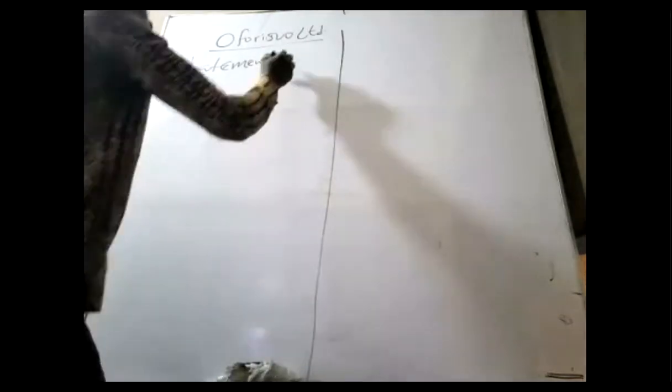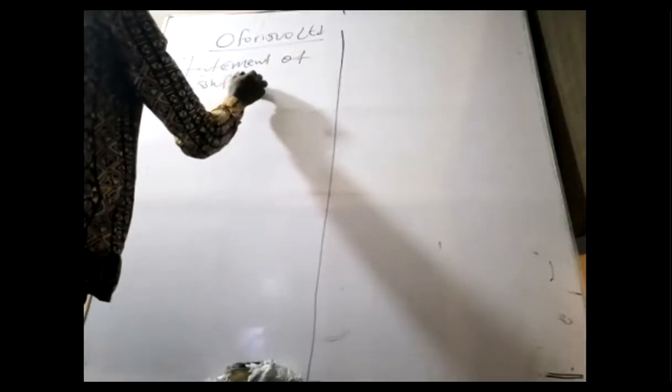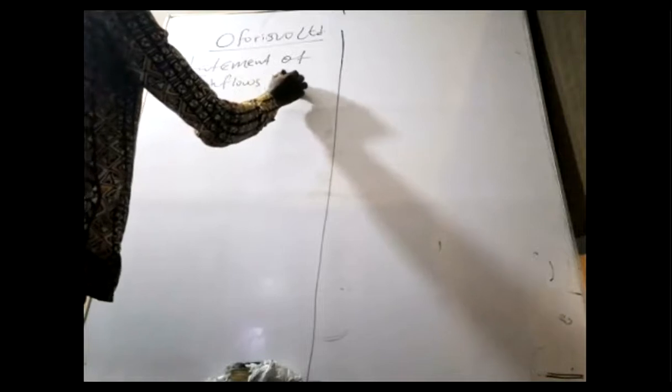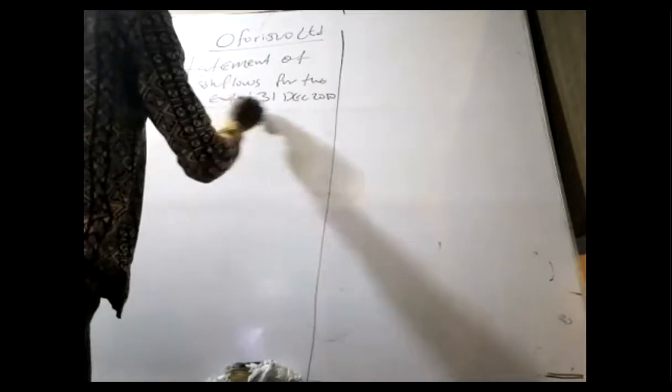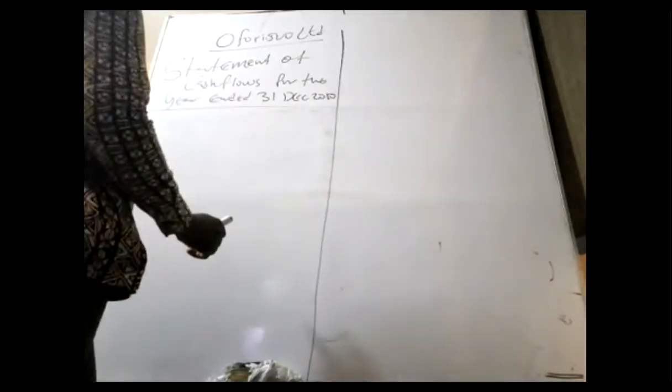So statement of cash flows for the year ended 31st December 2010. Now the reporting currency for cash flow purposes can be designed to be two. So design it to be two.